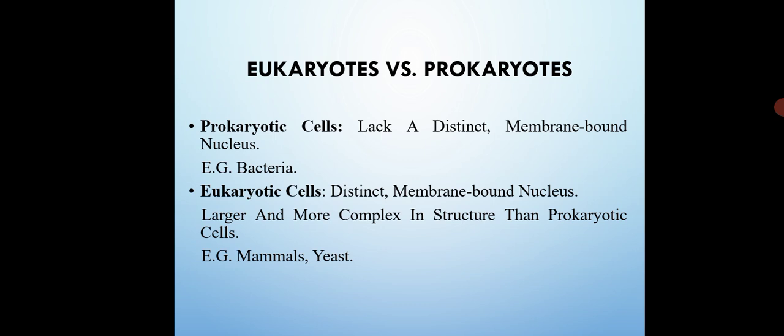Next are some basic differences between the prokaryotic cell and eukaryotic cells. In the case of a prokaryotic cell, they lack a distinct membrane-bound nucleus, for example, in bacteria. The second type of cell, called a eukaryotic cell, possesses a distinct membrane-bound nucleus, and is larger and more complex in structure than a prokaryotic cell. Examples are mammalian and yeast cells.